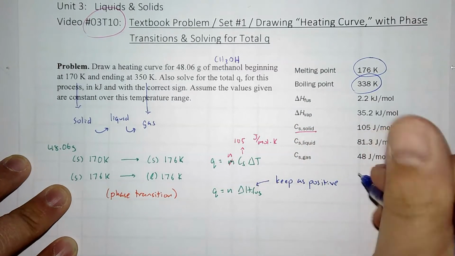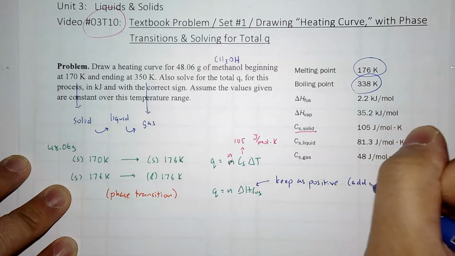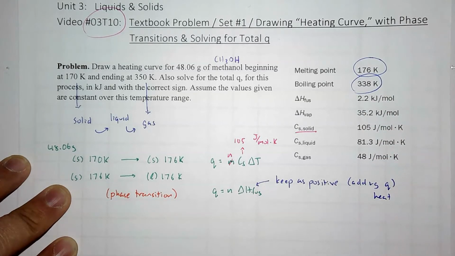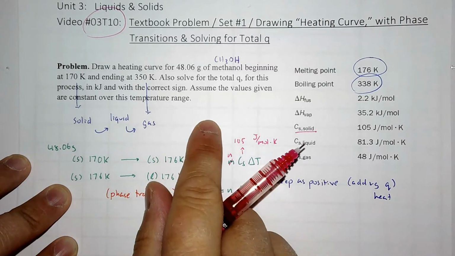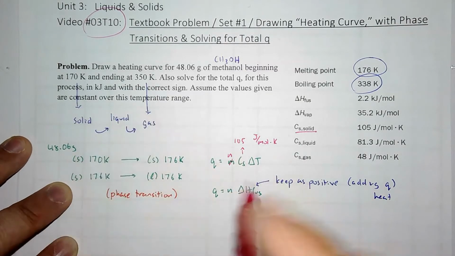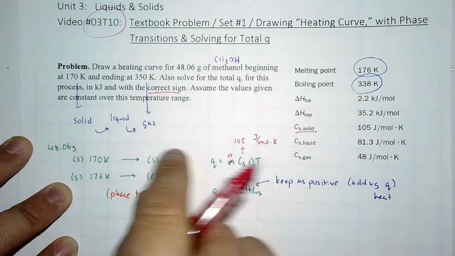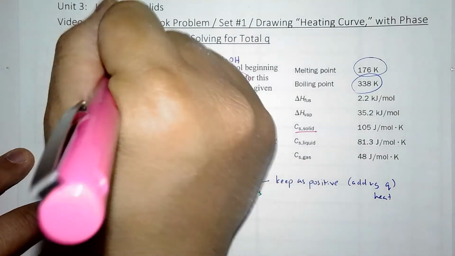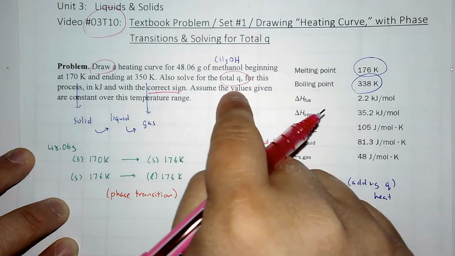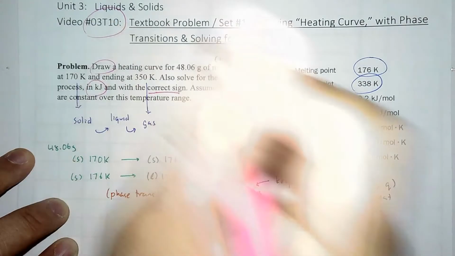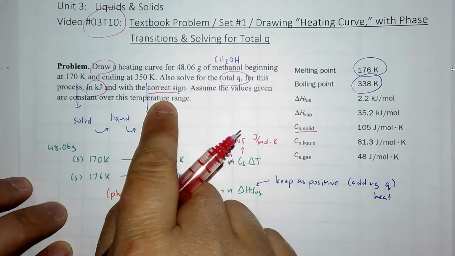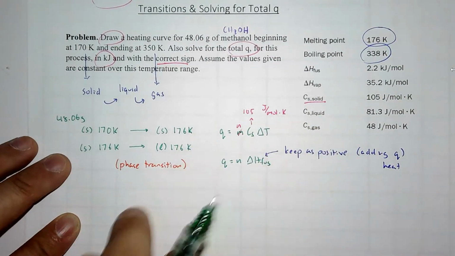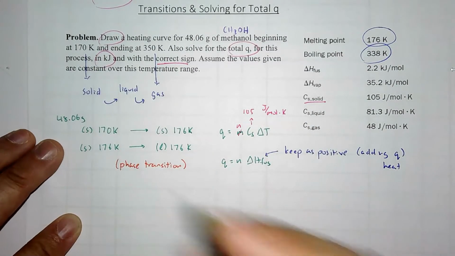Why do we keep it as positive? Because we are adding heat, adding Q or heat. The problem was very concerned with that. We want the correct sign of the total Q. So draw the heating curve, solve for the total Q, give it in kilojoules, and have the correct sign. Again, I'm showing you two ways to do this, well, at least two ways to set it up.